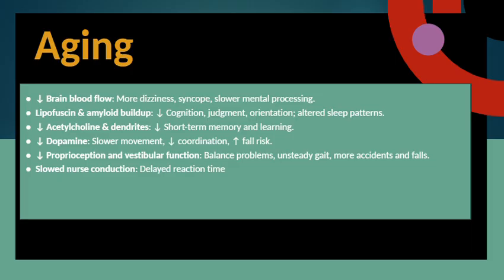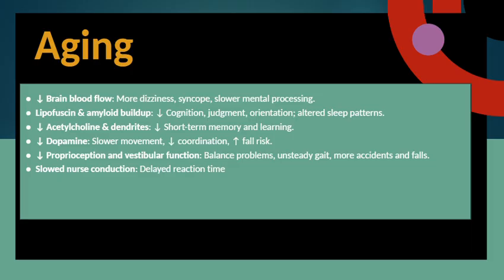One major change shown here is decreased blood flow to the brain. As blood vessels stiffen and cardiac output decreases with age, the brain receives less oxygen. This can lead to episodes of syncope, especially when older adults stand up too quickly. Reduced blood flow also contributes to slower mental processing and decreased short-term memory.